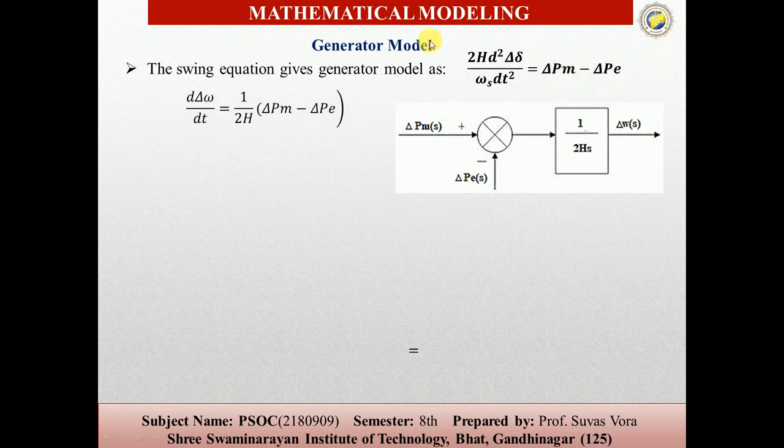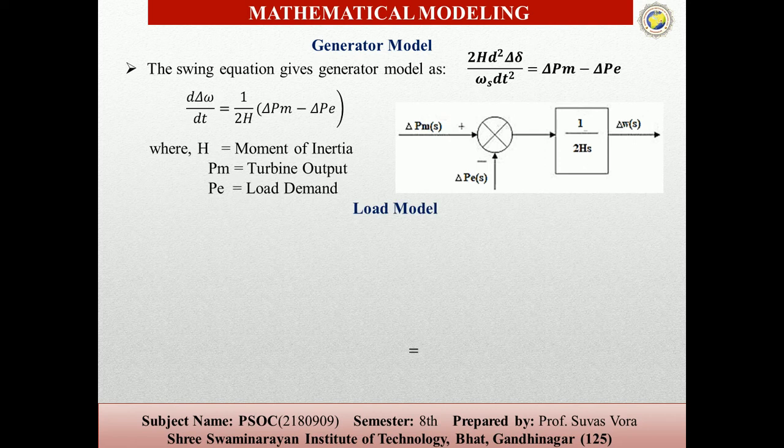So simplify these equations: d delta omega by dt is equal to 1 upon 2H (Pm minus delta Pe), which gives the speed deviation. Here H is the moment of inertia, Pm is the turbine output, Pe is the load demand, delta is the angle, and omega is the angular speed. So these are the generating model mathematical models.